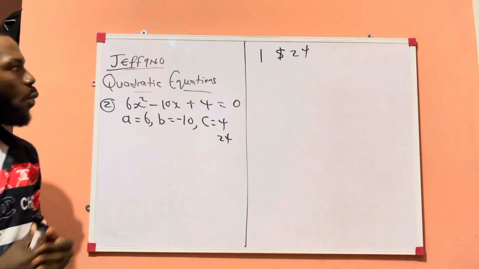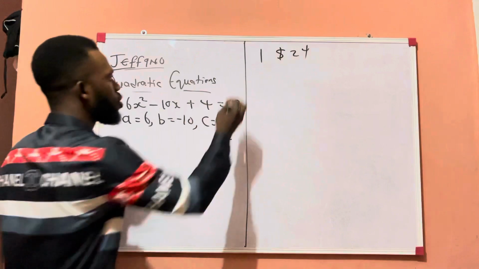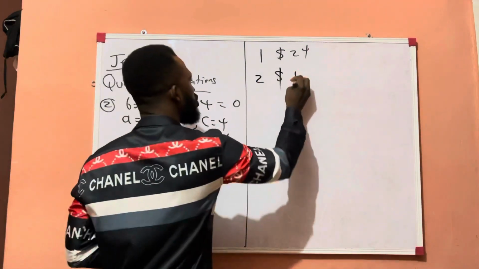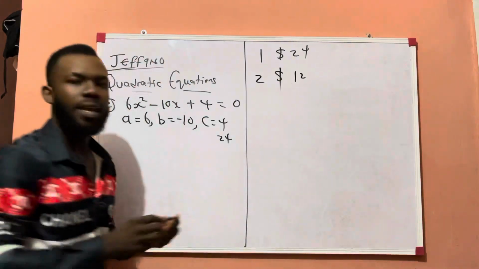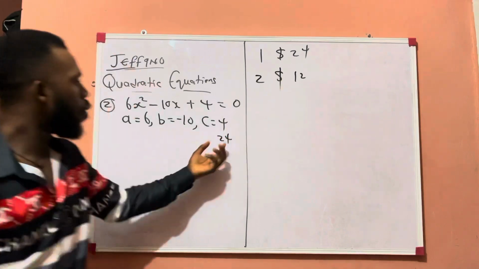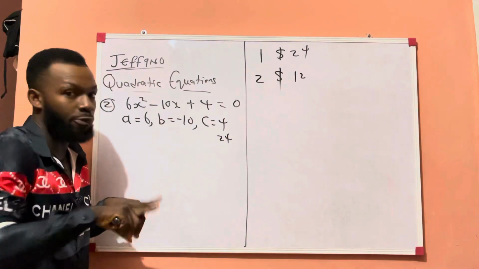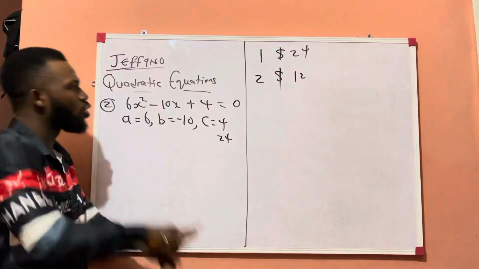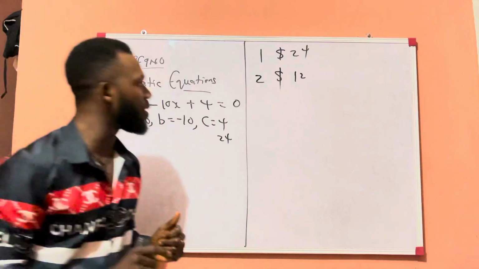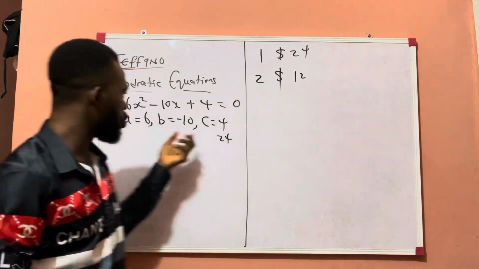Now, what do we do next? We go to the next factor of 24, which is 2. Now, how many times will 2 go into 24? It will give us 12. Yes, 2 times 12 will give us 24. But remember, what are we adding to get? We are adding to get minus 10. Now, watch. There is a way we can work with 2 and 12 to give us minus 10.